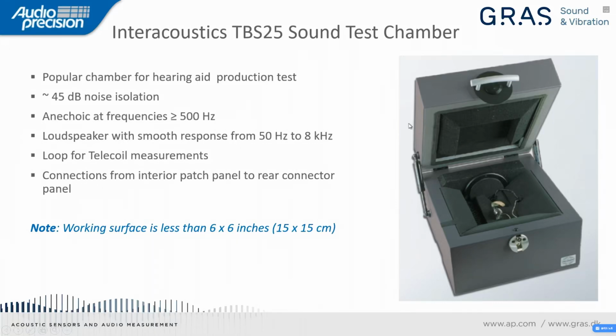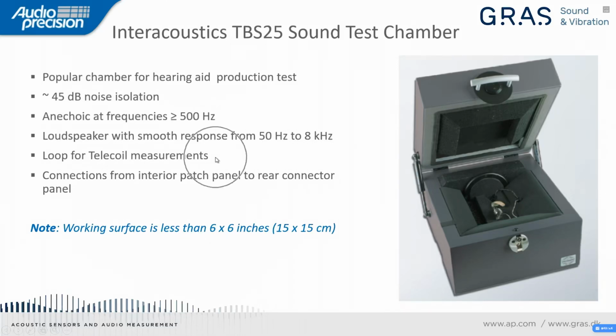In terms of a test box or sound test chamber, this is one of the most common ones used in the industry. It's made by a Danish company called Interacoustics. We don't really have any affiliation with them, but it is the most popular one used in the industry. It offers about 45 dB of noise isolation from the environment. It's specified to be anechoic at frequencies greater than 500 hertz. The built-in loudspeaker here has a nice, very smooth and relatively flat response from about 50 hertz to 88 kilohertz. The response without any equalization is about plus or minus 3 dB, which is quite good for a loudspeaker.